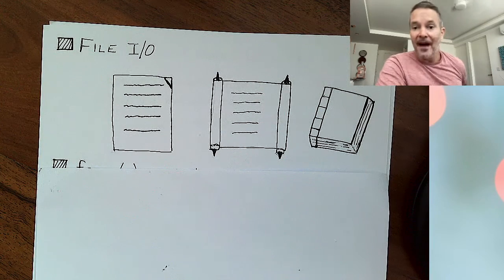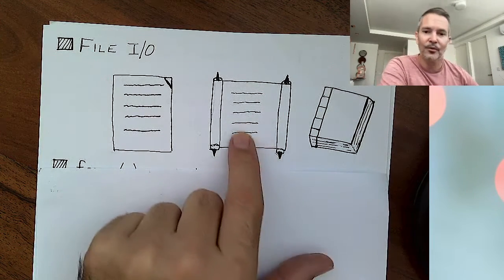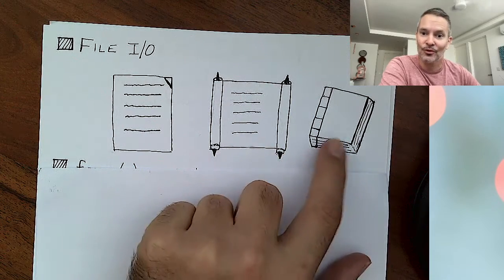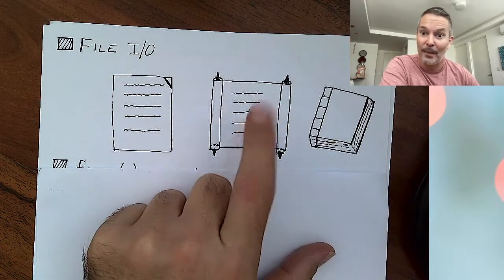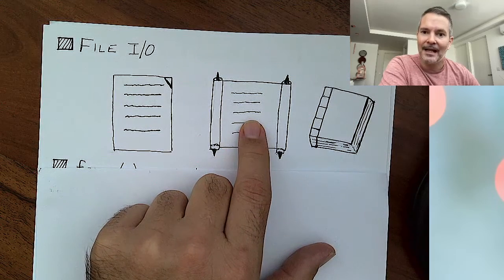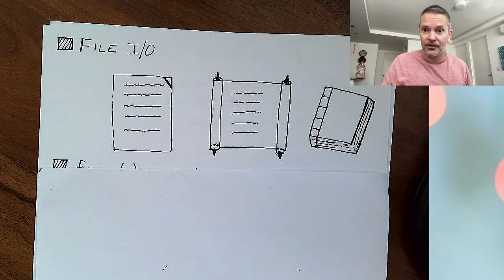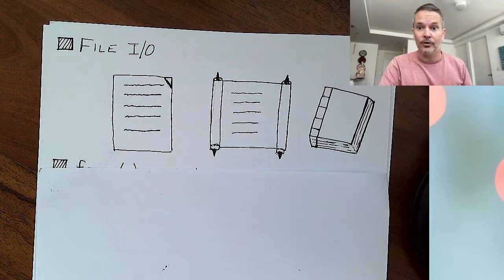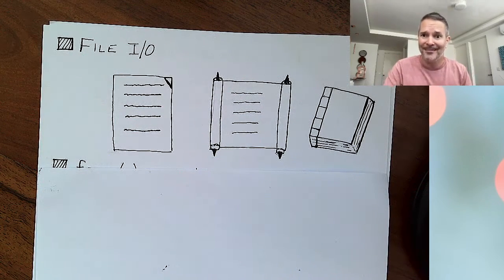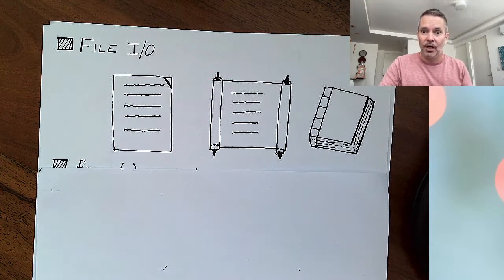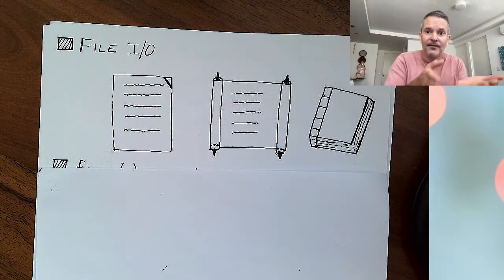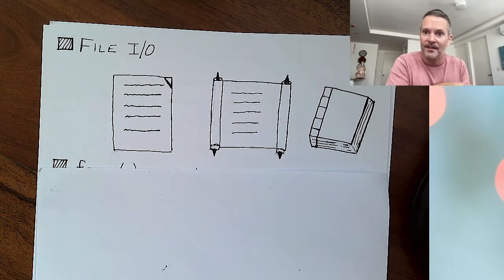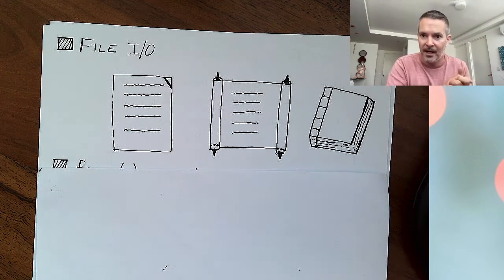Now, files on a computer are a little bit more like a scroll or a book. What do I mean by that? Well, I can store a lot more information in a scroll or in a book than I can on just one piece of paper. But there's a little bit of a drawback, and that is if I want to access data inside of a book, first I have to open the book and I have to go to the page where the data is before I can read it or before I can write onto that page.